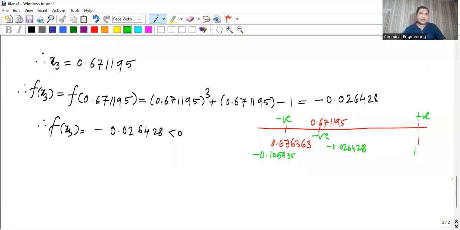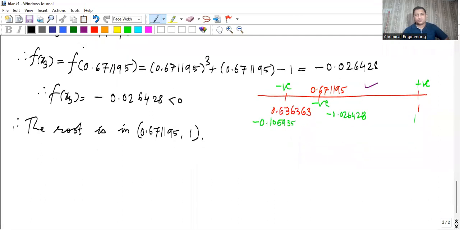So which interval will we accept and which will we reject? This is negative, this is negative, this is positive. So the interval with minus 0.026428 and 1 will be accepted and the other interval will be rejected. Hence the root is in 0.671195 to 1. Is that okay? Are you getting this? Yes, sir. Good. So we go for the next iteration, that is x4.